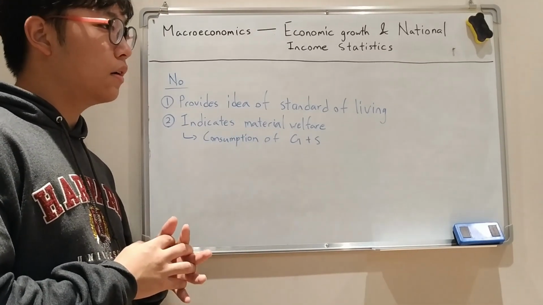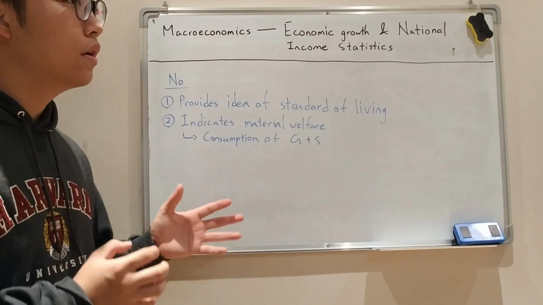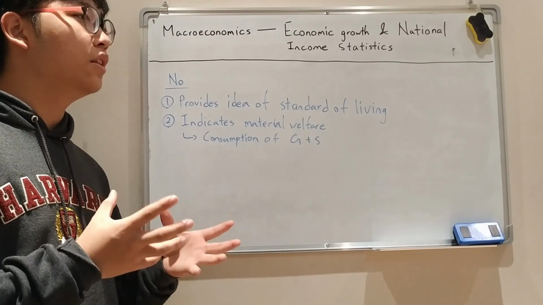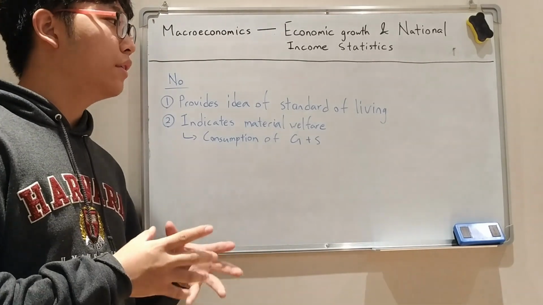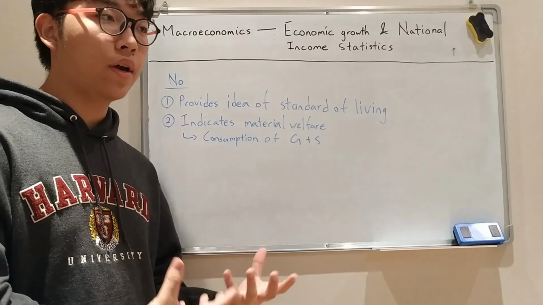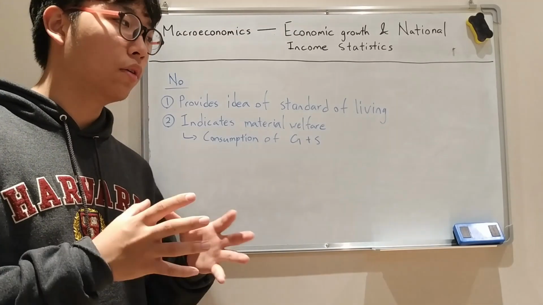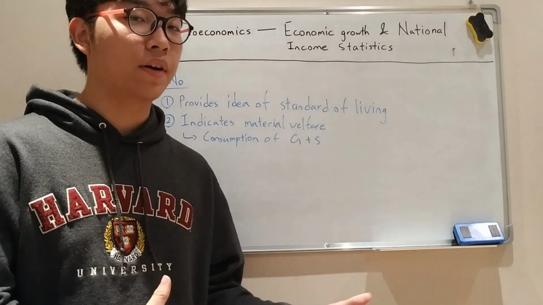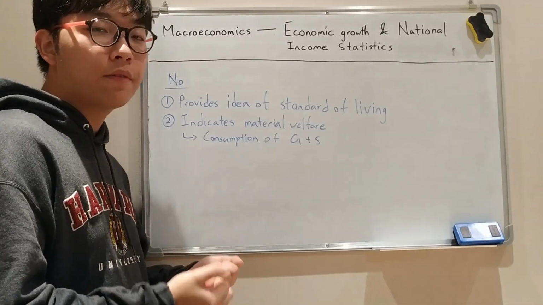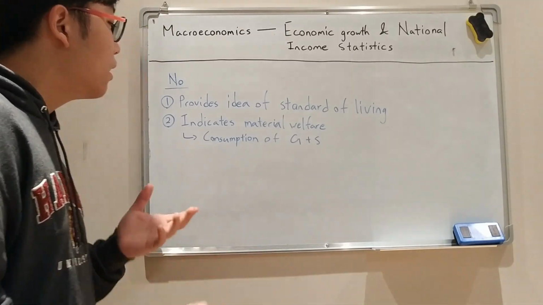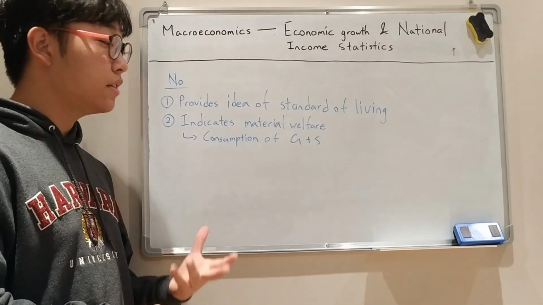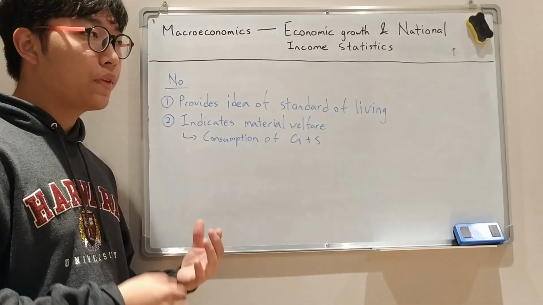When a lot of politicians are talking about the level of well-being of an individual living in a country, they often refer to the GDP of the country, and the GDP is one of the ways national income statistics is quantified. So it does give a sense of the standard of living within a country. Also, it indicates material welfare.